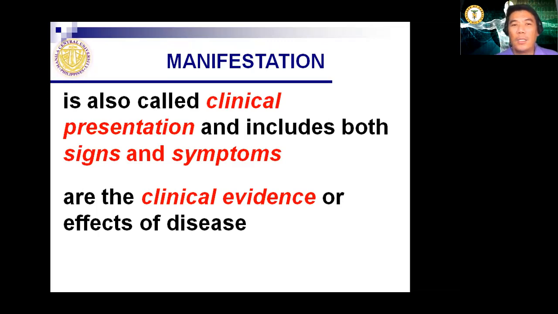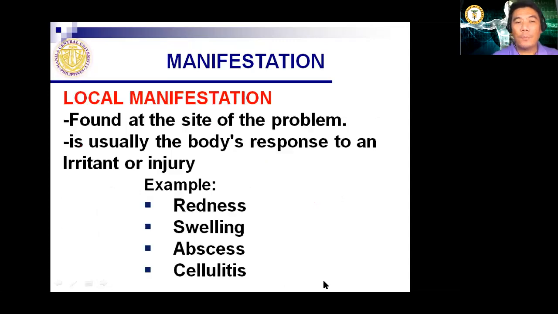Okay? In these situations, as we proceed with the clinical presentation, we have what we call local manifestation. From the term itself, localized, it can only be identified to a specific site or area. It is usually the response of the body to either irritation or injury. So these are the examples of what we call local manifestation.